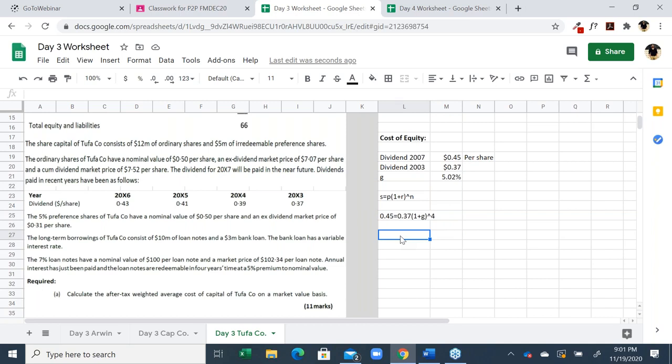Now I should use the dividend valuation model or dividend growth model, DGM, which is D naught, that is the current dividend. The current dividend we have already calculated, and it is 0.45. That's the current dividend, 0.45. It should be multiplied with 1 plus the growth, which is 5.02. Now, just wait for a while.